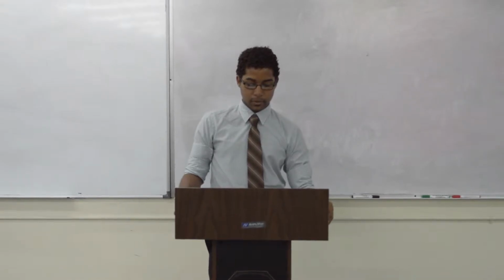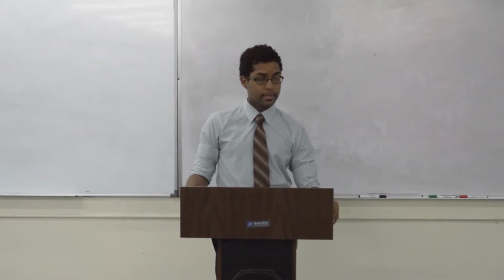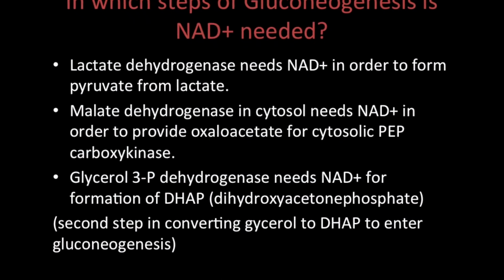In which steps of gluconeogenesis is NAD plus needed? Lactate dehydrogenase to form lactate from pyruvate. Malate dehydrogenase in the cytosol to provide oxaloacetate for cytosolic PP carboxykinase. And glycerol 3-phosphate dehydrogenase to form dihydroxyacetone phosphate. Correct, Team B. You have been awarded 50 points for this question. Now to the second question.